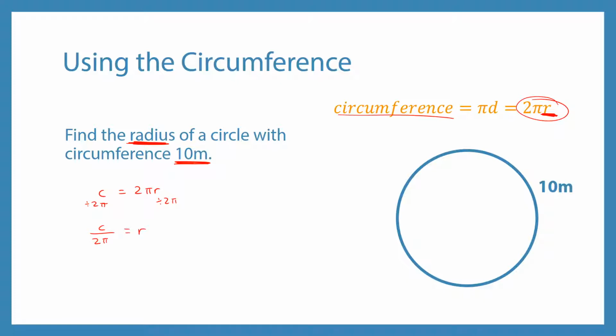And now remember our c, our circumference, is 10 meters. So we can go 10 over 2 pi equals r. So we're going to have 5 over pi equals r. Now, just for fun, I'm going to work out what number that would be. But you could leave this as radius equals 5 over pi. But just so that we can have a bit more of an understanding of what that looks like, I'm going to work it out. And that would come to something like 1.59, and that's meters to 2 decimal places. Remember your meters there.